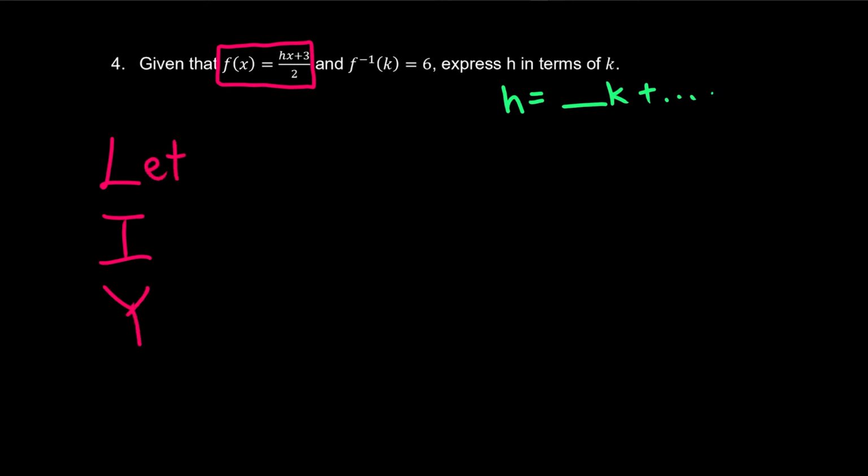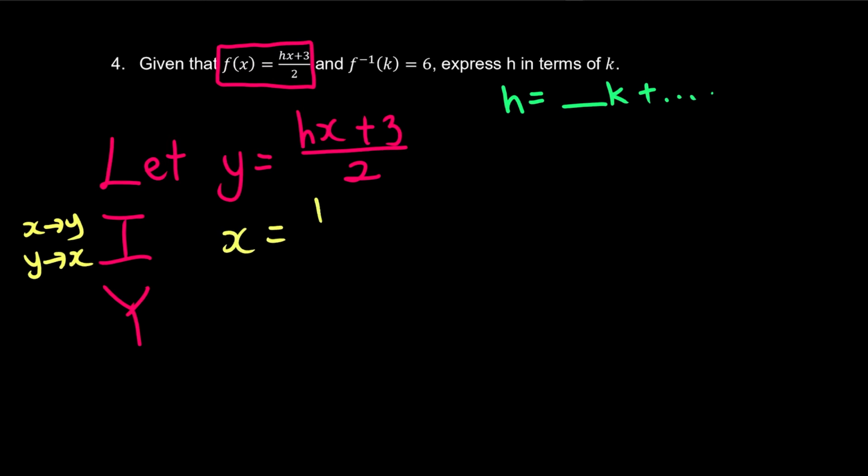So let y equal our function here, which is (hx + 3) over 2. After that, we're going to interchange our x and y, where x becomes y and y becomes x. So we have x is equal to (hy + 3) over 2. And our last step is going to be solve for y. So we're going to find out what is our y here.